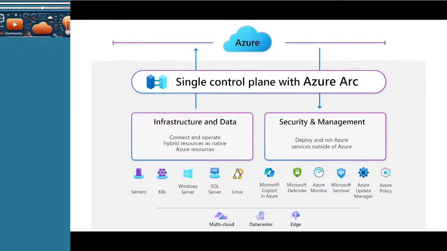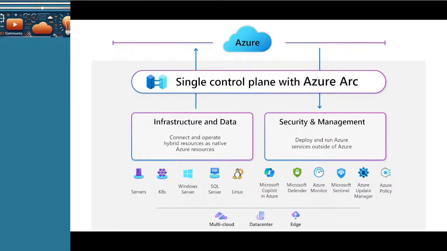Okay, so if you see here, we are talking about a single control plane which is provided by Azure Arc. As a first step, let's say we have an environment which is spread across multiple data centers, within the same city, the same country, or even spread over multiple countries. We are using multiple clouds, AWS, GCP, and then we have some edge devices or locations. These resources are running here.